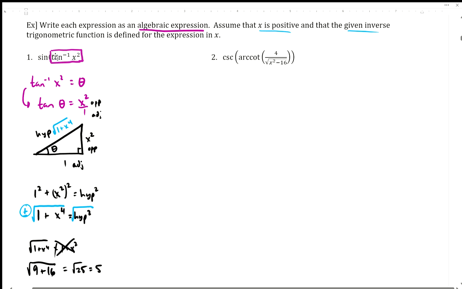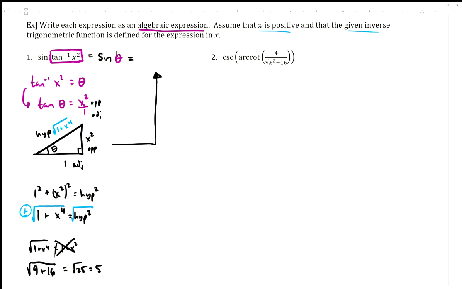All right, back to the original statement. In our original statement, this is still sine. That in the purple box is theta. So we have sine of theta. And then now again, we use our triangle. It's down here. Back to our triangle. We'll even put an arrow because we're pretty much done with this problem. Sine of theta, SOH CAH TOA, opposite over hypotenuse. So the opposite is x squared. The hypotenuse is the square root of 1 plus x to the 4.